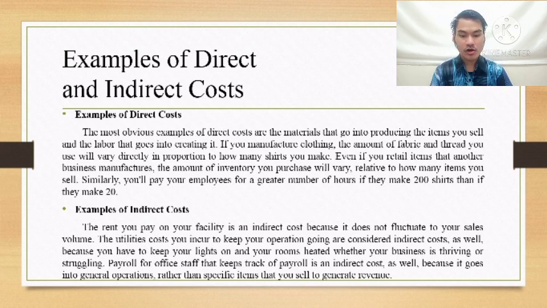Example of indirect cost. The rent you pay on your facility is an indirect cost because it doesn't fluctuate relative to your sales volume. The utilities costs you incur to keep your operation going are considered indirect costs as well because you have to keep your lights on and your rooms heated whether your business is thriving or struggling. Payroll for office staff that keeps track of payrolls is an indirect cost as well because it goes into general operation rather than specific items that you sell to generate revenue.